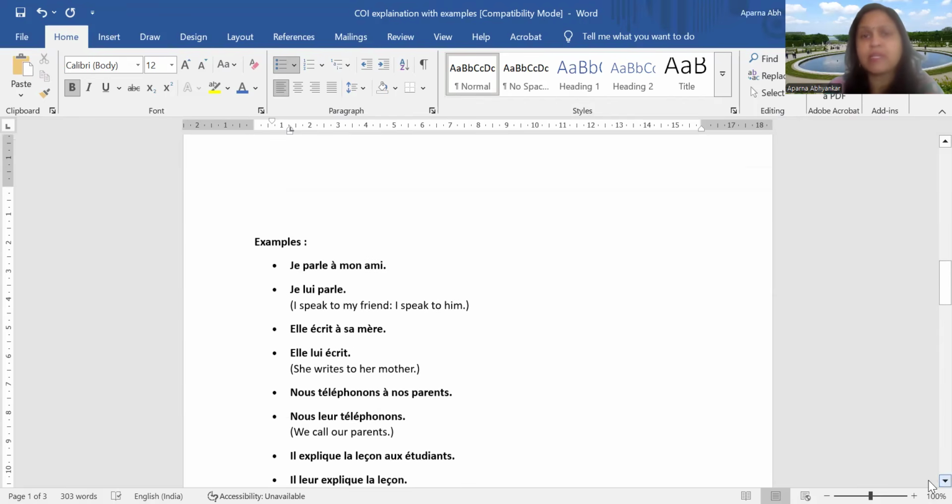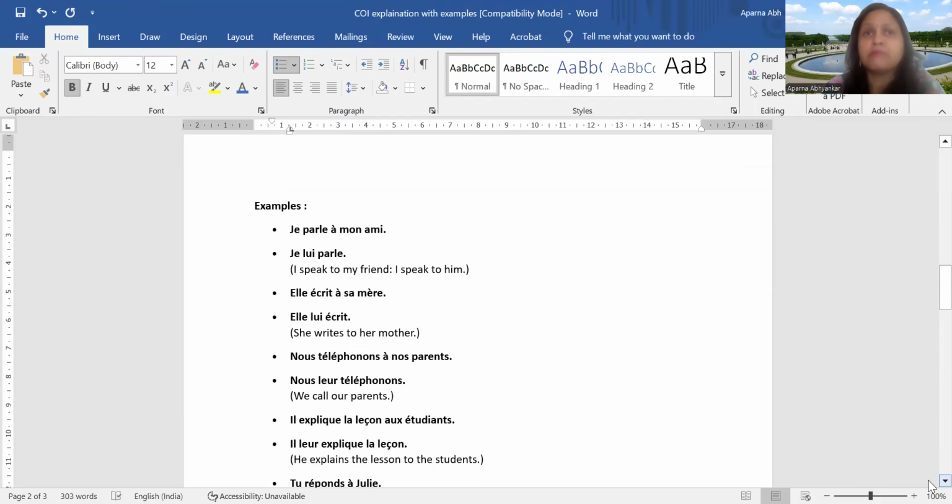So these tables are very important. The more examples you solve, you will be able to remember all the COD, COI pronouns automatically. Initially, you will have to note it down in your notebook. And as you solve the examples, you will be able to remember it very well.